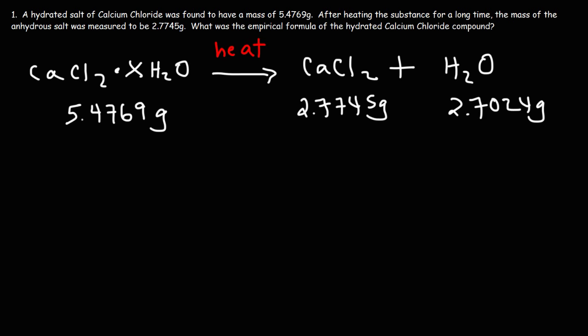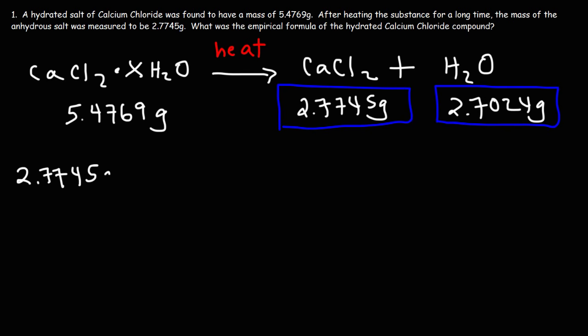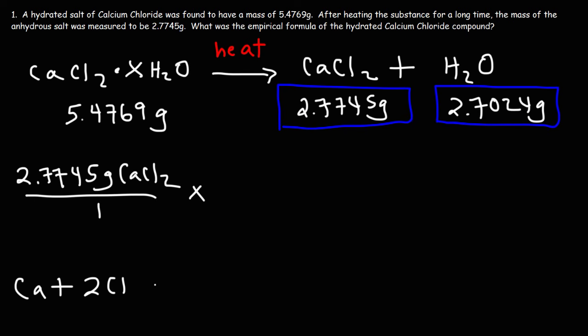So once we know the mass of calcium chloride and the mass of water, what we can do is determine the moles of these two compounds, and then we can use that to determine the empirical formula of the original hydrated salt of calcium chloride. So let's go ahead and do that. Let's start with calcium chloride. Now what we need to do is determine the molar mass of CaCl2. So we have one calcium ion and two chloride ions in this compound.